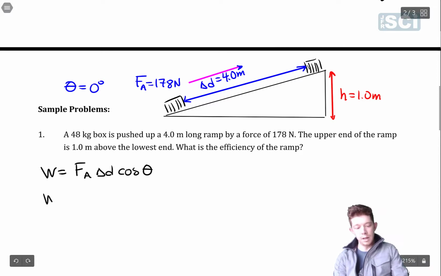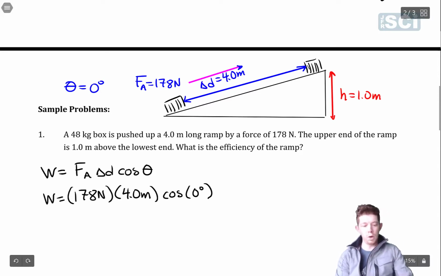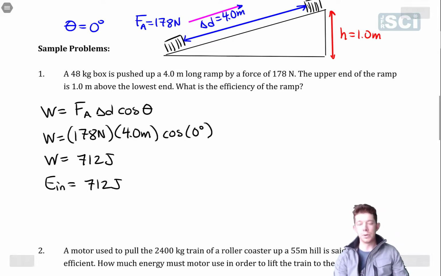Okay, so let's calculate that. The applied force is 178 newtons. The distance that the box travels is 4 meters. And the angle between this force vector and displacement vector, we've already discussed, is 0 degrees. Working this through, I get a work value of 712 joules. That's going to be my input energy. The input energy into my system is 712 joules.